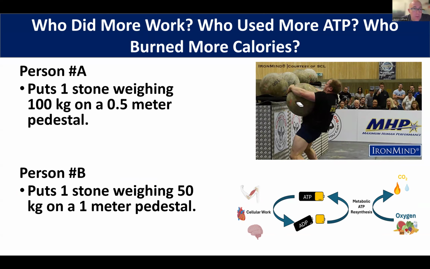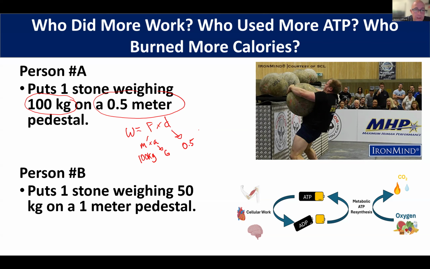The first guy puts one stone, a 100-kilo stone, on a pedestal that's 0.5 meters. So if we calculate work, remember work equals force times distance. Force is mass times acceleration. The main thing here is 100 kilograms of mass. And the acceleration would be gravity. The distance is 0.5. Okay, you can calculate that out. You don't have to make these calculations to get the right answer.